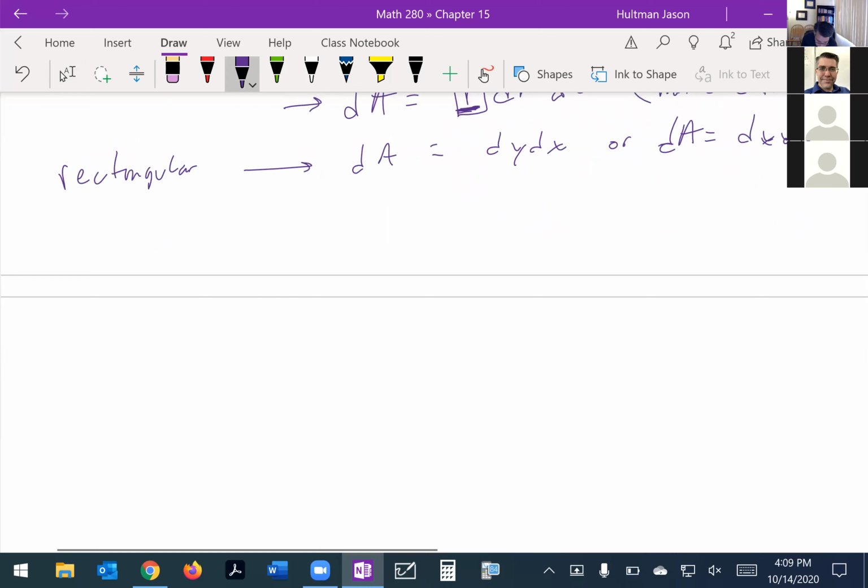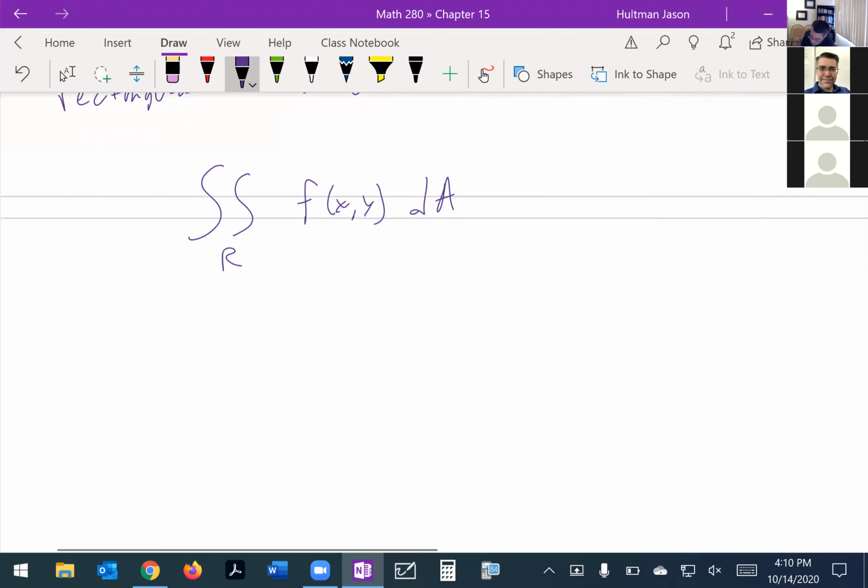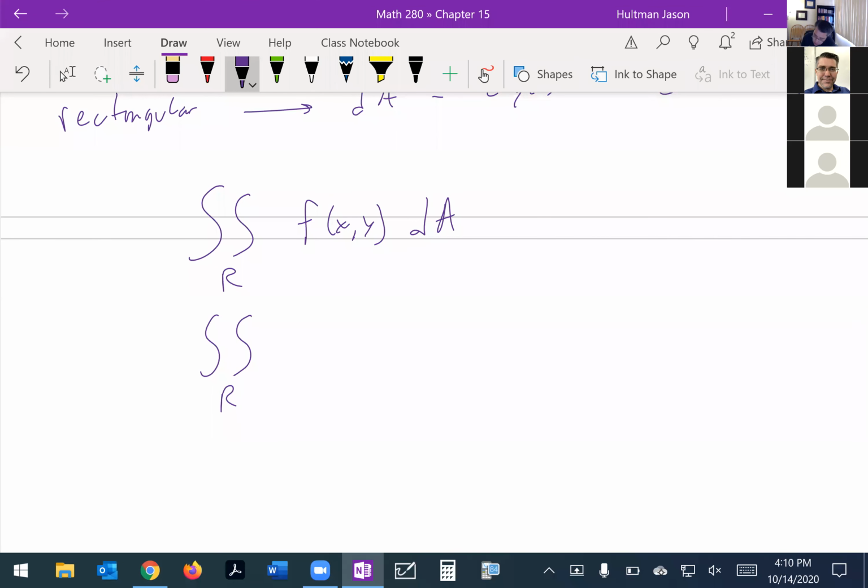Okay, so if I want to convert a rectangular problem into polar coordinates, well, I change the X's and Y's into R's and thetas. Actually, I'm going to do it like this. I'm going to go X is equal to R cosine theta, Y is equal to R sine theta.